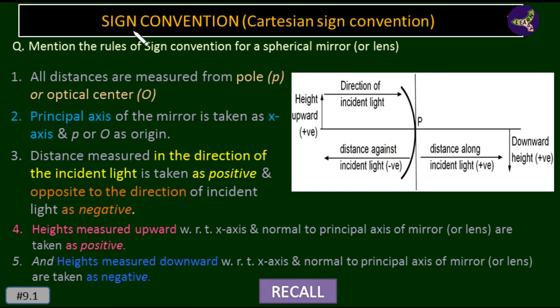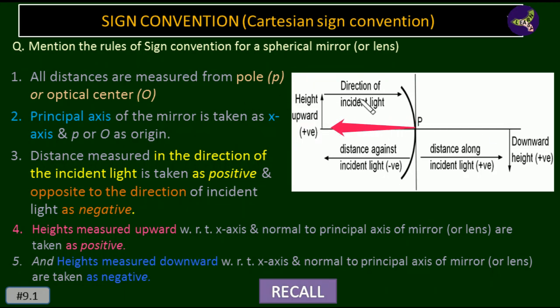So what is sign convention? In general we consider the Cartesian sign convention. You may get a question like: mention the rules of sign convention for a spherical mirror or lens. Then you have to write the answer in this manner. We know that in the sign convention, all distances are measured from pole P or optical center. Optical center is for lens. You can see this is the mirror and this is the pole. So all distances are measured from the pole. You have to measure all the distance from here, from the pole, in any direction.